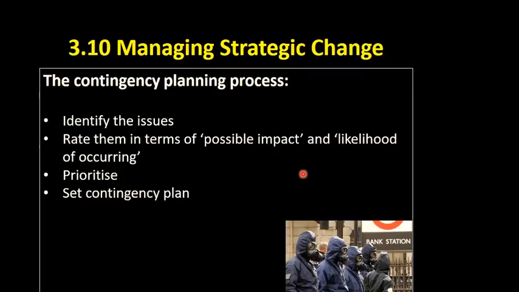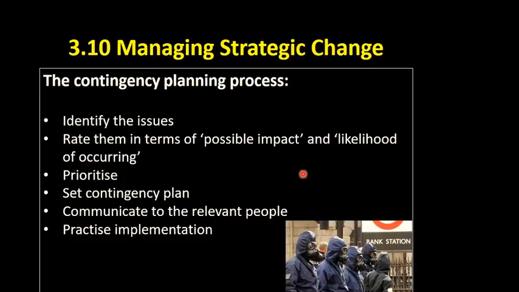We set the contingency plan, we think through exactly what we do, and that plan needs to be communicated to the relevant people so they know how to respond in that situation. A key thing is to practice the implementation of that plan, like what happens if something does go wrong. So, like I say, you do fire drills at school as a matter of following the law. This is a picture of a simulation of a terrorist attack on London. We hope that this never, ever happens, but we've got contingency plans in place in case it does, and if we don't practice actually implementing our contingency plan, then there's no point in having it, really.